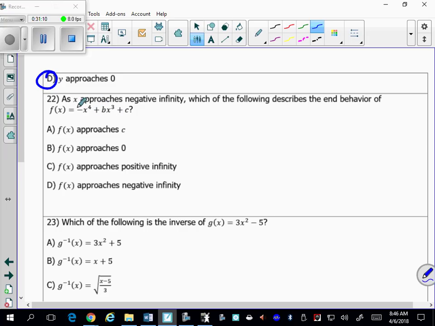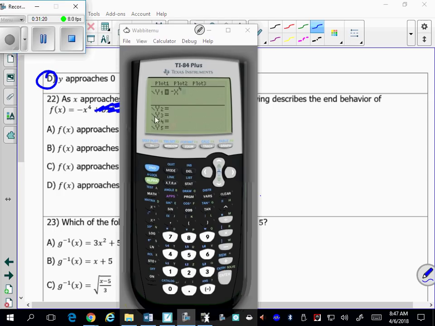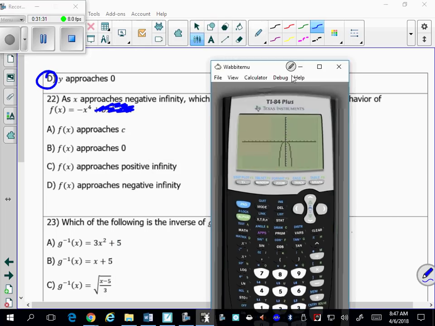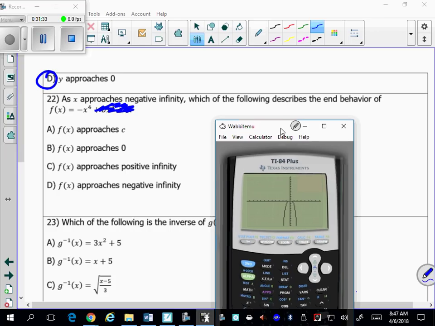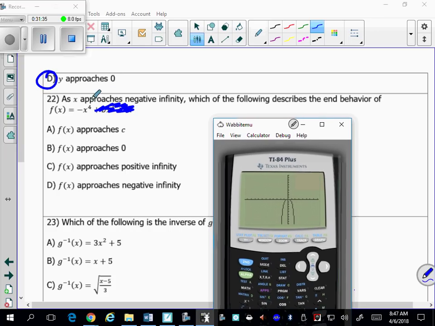So I'm just putting in -x to the 4th. If you chose not to cross out the rest of it, you can put any numbers in for B and C. Doesn't matter. Look at the graph, and it's an upside down U. Which of the following describes end behavior? Well, as x approaches -infinity, that's the left side of the graph. It looks like it's going down, so the y value is approaching -infinity.